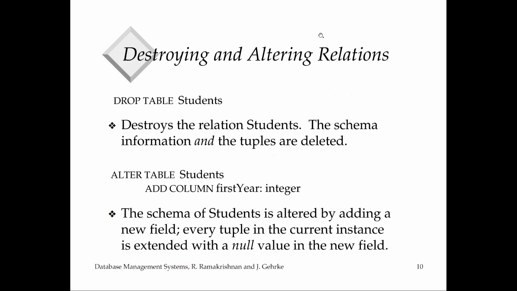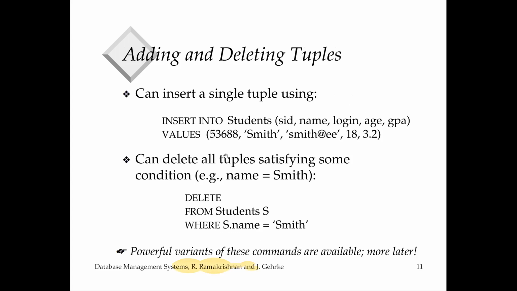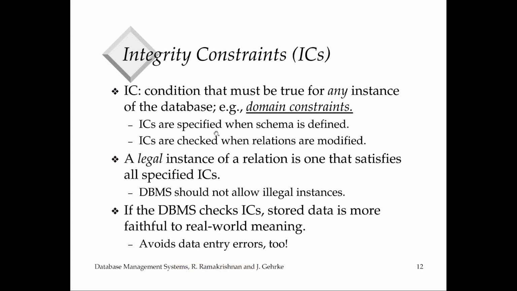So again, that's why these constraints are very important to know. This says the legal instance of a relation is one that satisfies all the specified integrity constraints. So the database will not allow illegal entry, and it also helps you to avoid data entry errors. Again, as we were discussing, the database will not allow data that violates any constraints that you have defined at creation time.